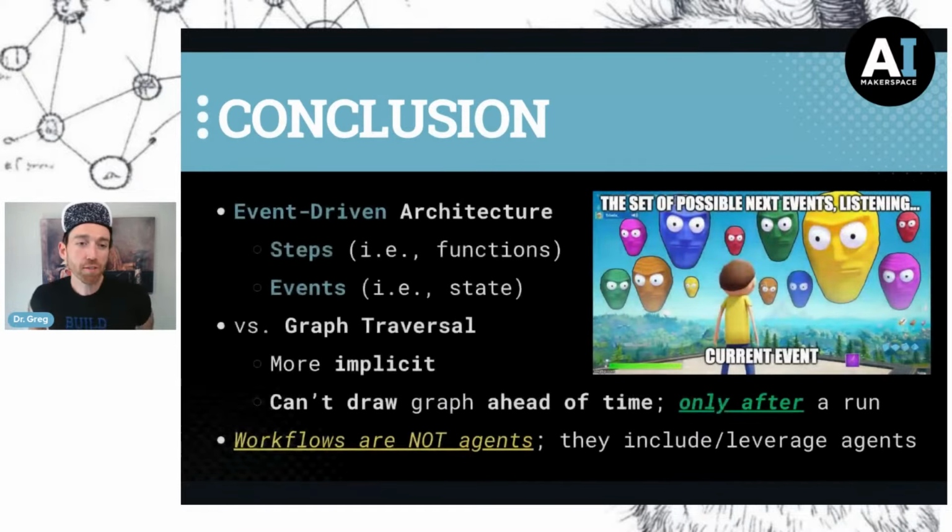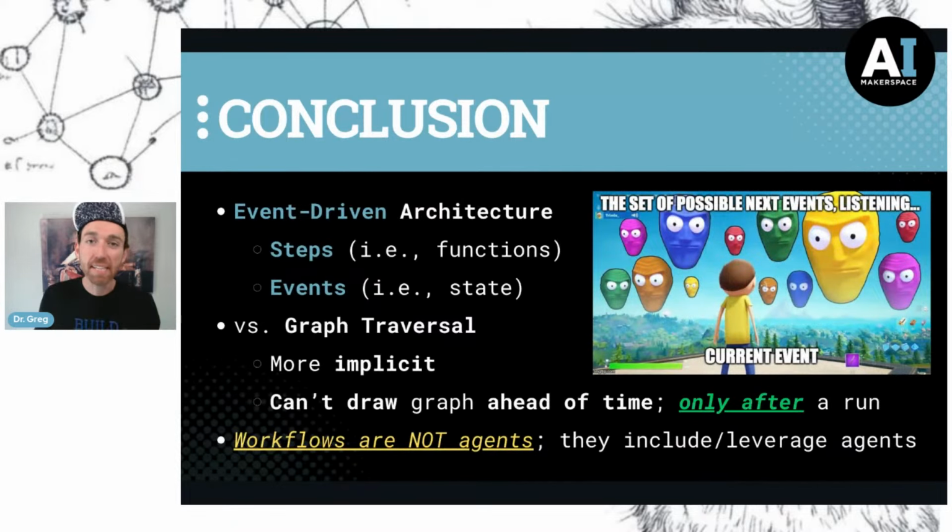So we got workflows today, everybody. What did we learn about workflows? Well, we saw that they leverage an event-driven architecture that combines steps, Python functions, with events, basically keeping track of state. When we compare it to these sort of graph algorithms, like we'll see in LangGraph, it's a more implicit approach. Although we can't draw the graph ahead of time, programmatically, although we might want to from a product perspective, after a run, we certainly can. And remember, workflows are not agents. They work in tandem with agents.